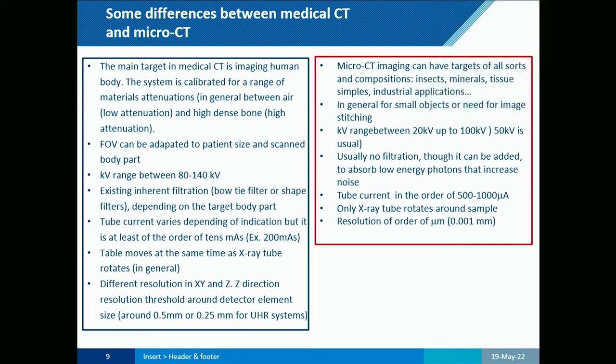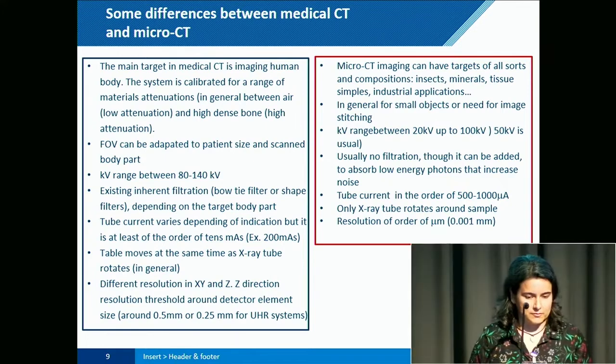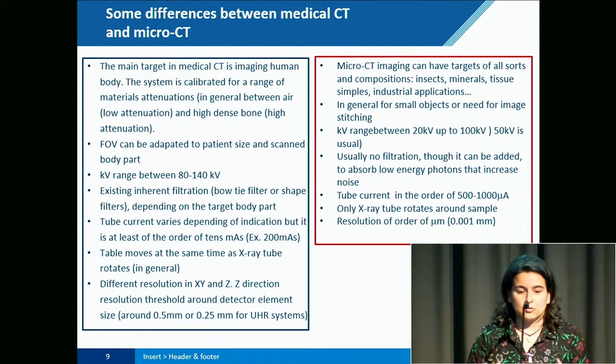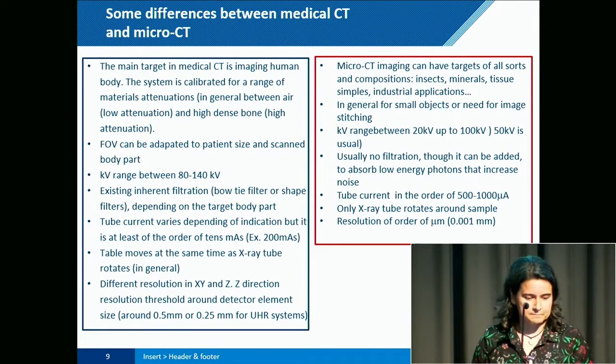So, some differences between medical imaging and micro CT. In medical imaging, our main target is the human body, so we need to have a calibration of the materials that we normally find inside the human. In micro CT, you are scanning anything, a wide range of objects, from insects, minerals, tissue samples, to industrial applications. So the range of attenuations and sizes that you may encounter is very, very wide. In medical imaging, the field of view is usually adapted to your patient size and also the scanned body part that you have. And in micro CT, you're normally limited and can only scan small objects, or you need to be very smart with the positioning that you have.